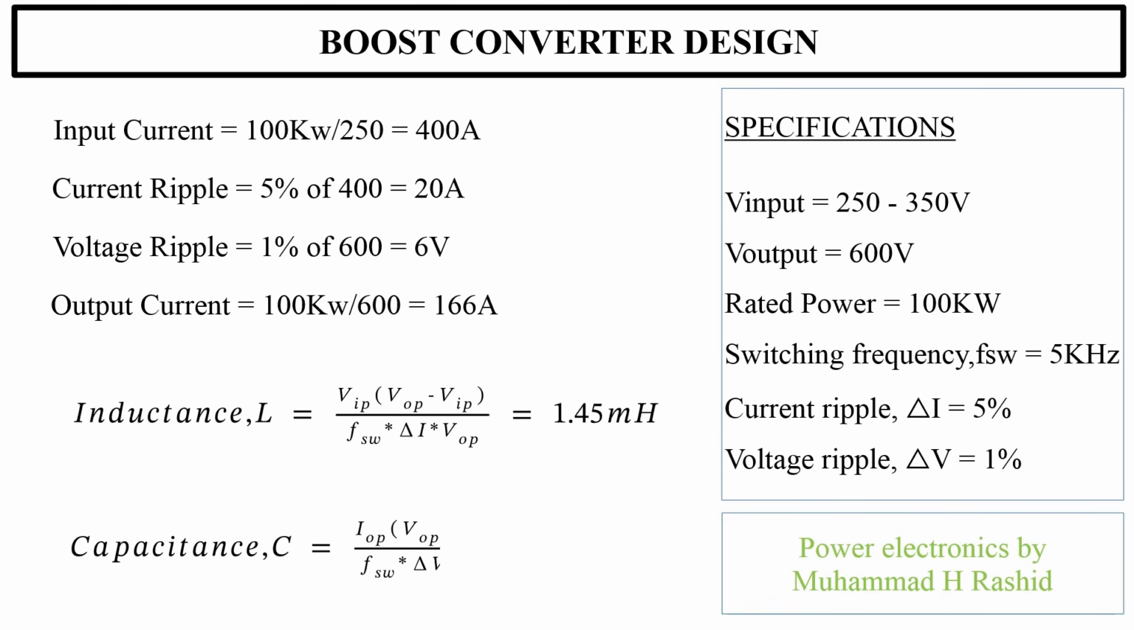Value of capacitance is given by C is equal to I output into (V output minus V input) divided by FSW into delta V into V output. That will give 3227 microfarad.